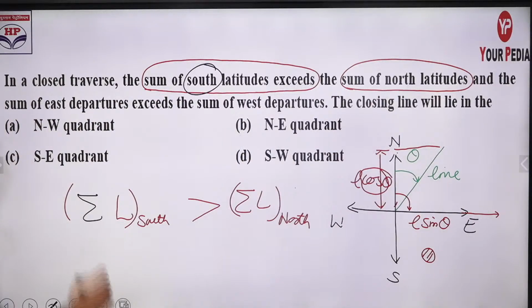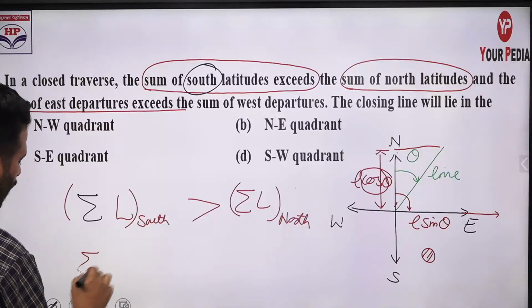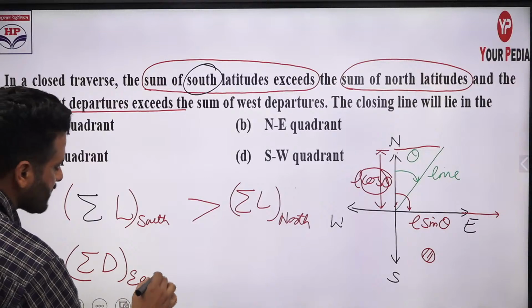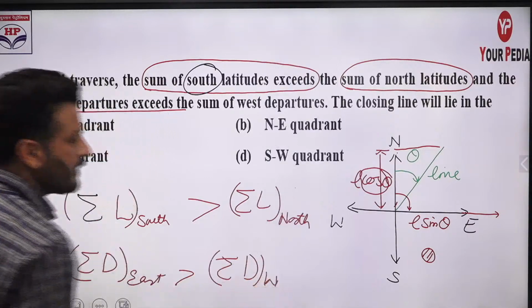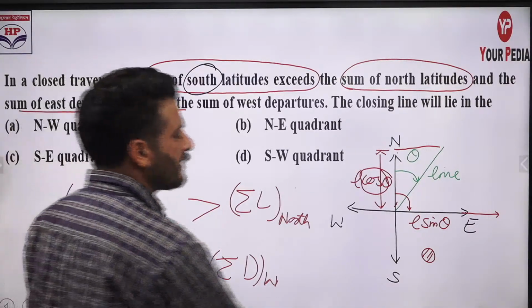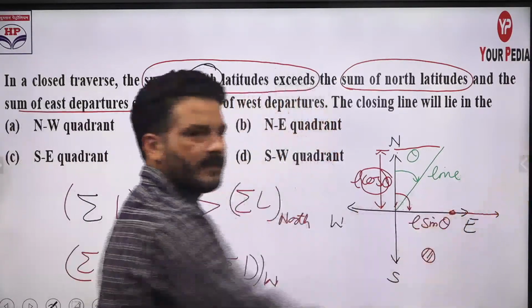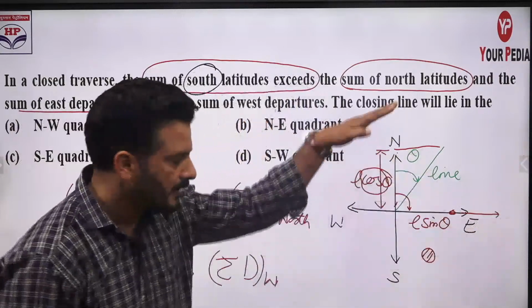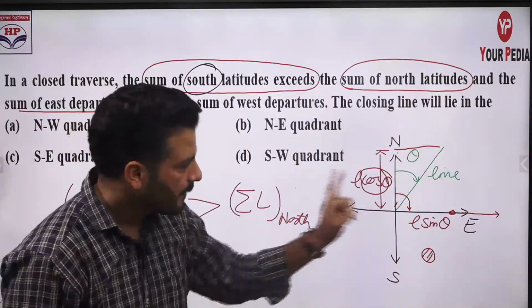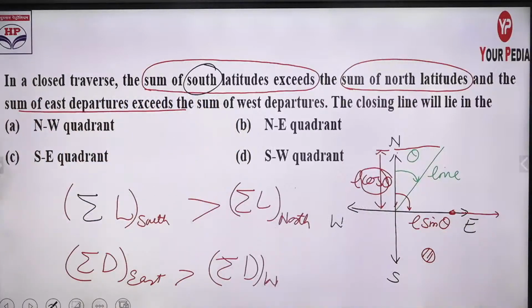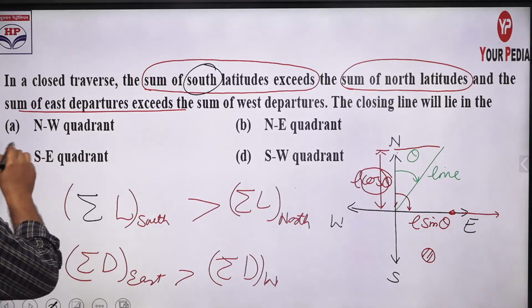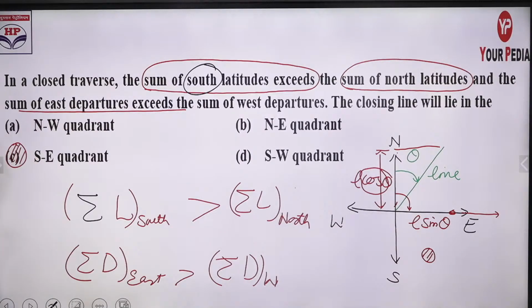Okay. Next, the sum of east departures, capital D for departure, is more than the sum of west departures. Of course, if east departures are more as compared to west, then the point will be in this direction, on the positive x-axis rather than the negative x-axis. Now pay attention, of course the quadrant will be southeast. The answer is option C. Okay, fine. That is basically the answer, and students already reported it. C is the answer.